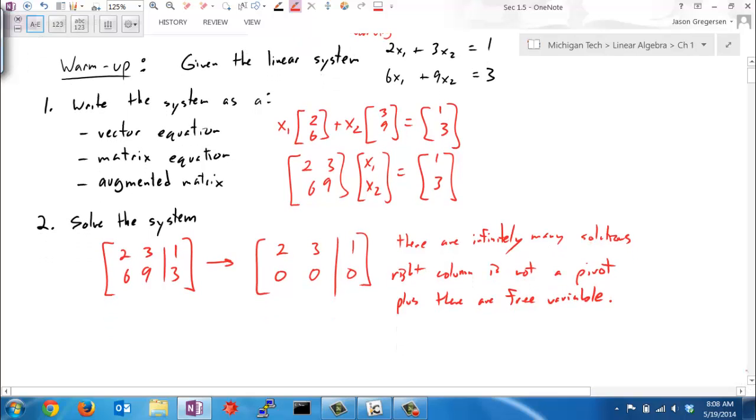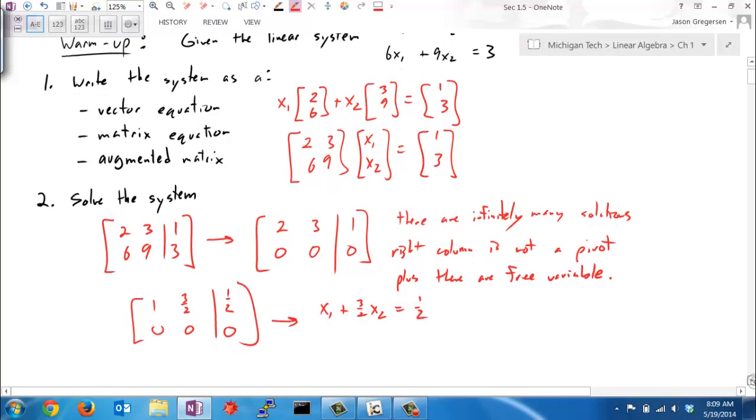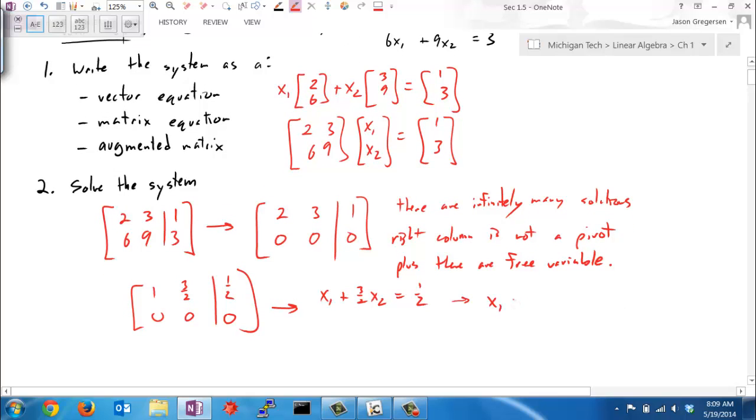Now to find out what the solutions actually are, we'll take this form. If we want, we can finish it up and put it in reduced row echelon form by dividing the first row by 2. We'll get 1, 3 halves, and 1 half. Going back to our linear system, we would have x1 plus 3 halves x2 equals 1 half, and we could solve that for x1. So that's what x1 is in terms of the free variable. And of course, what's x2? Well, it is the free variable, so that's equal to itself. That's us forming our solution. All right, any questions from the warm-up?